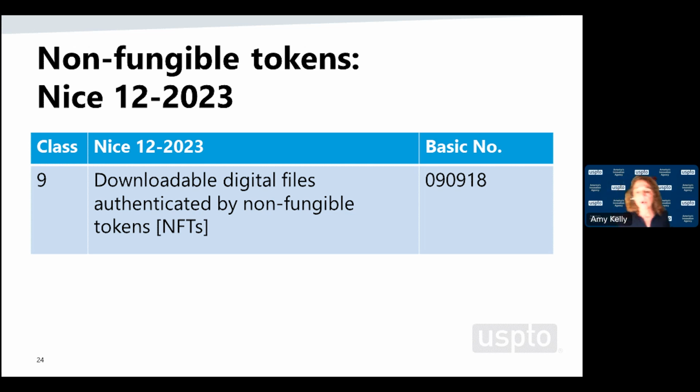Basic number 090918: Downloadable digital files authenticated by NFTs. Again, the basic number 090918 is just the unique identifier assigned to each term in the alphabetical list.